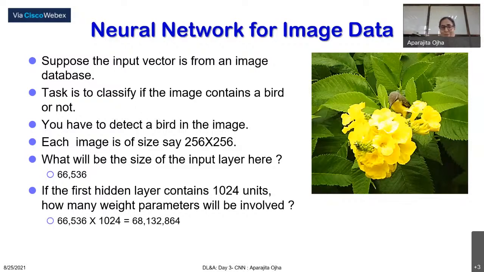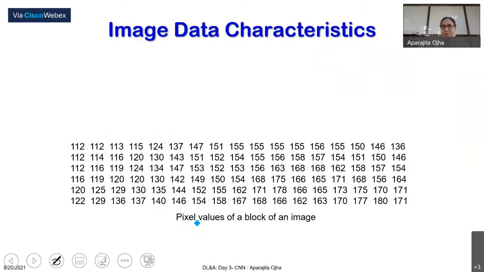Can you imagine? You can see such a big number appearing here. And these many weight parameters will be there only in the very first hidden layer, right? So image data, which is high dimensional data, if we consider a fully connected network, it becomes a huge parameter training problem, right? So let us look at the image data characteristics.